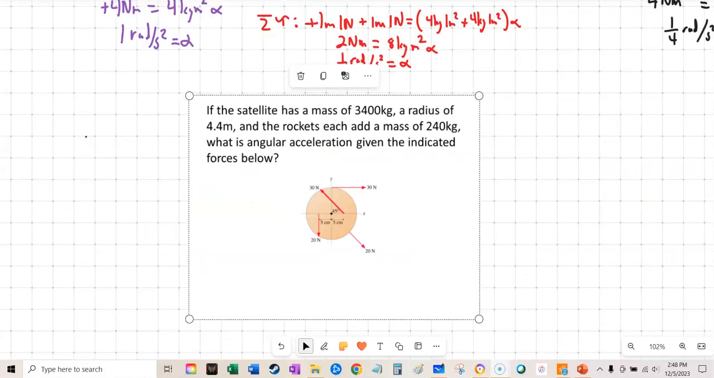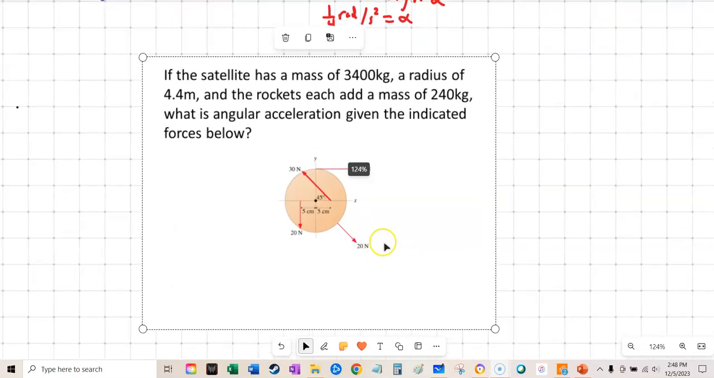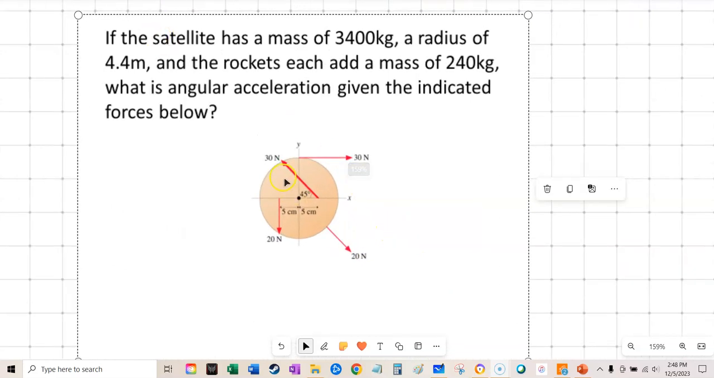All right, so here we have another problem. It looks like there's a satellite here, and it's got rockets attached to it at different points, and each of those forces are indicated right here, 30 newtons pointing up and to the left, and that rocket is attached here, and it's 5 centimeters away from the center of this disk.